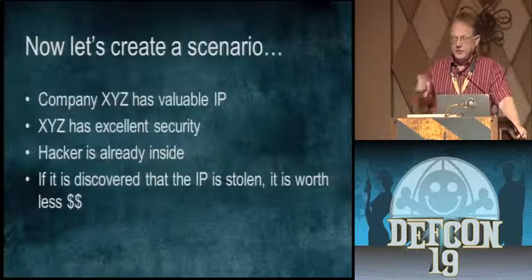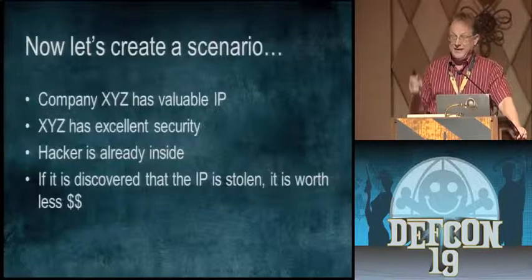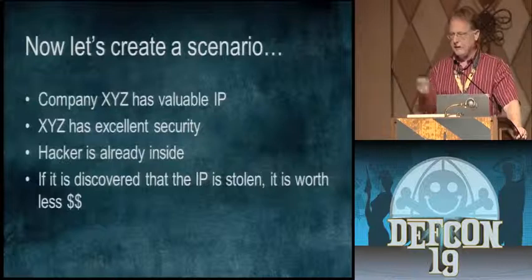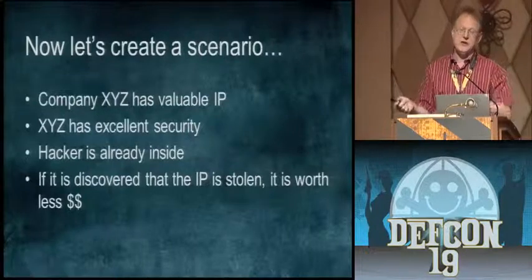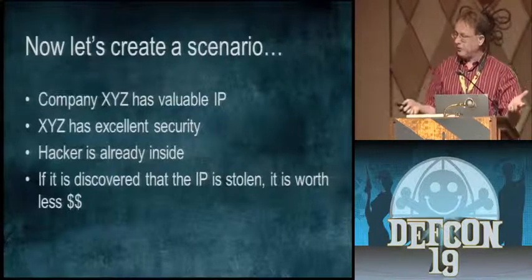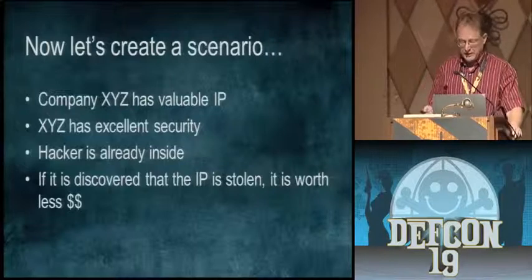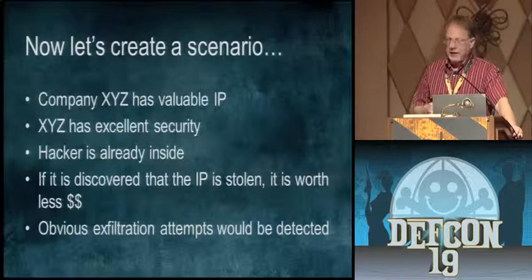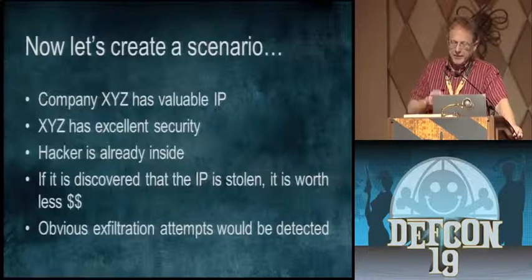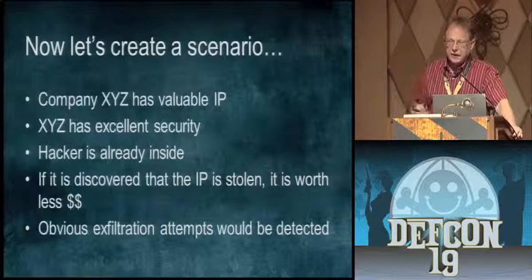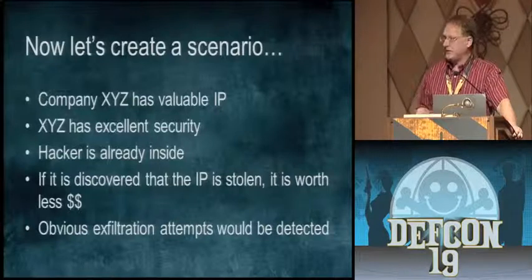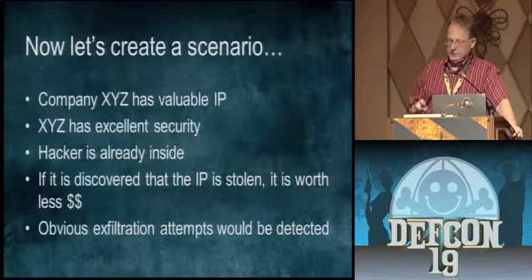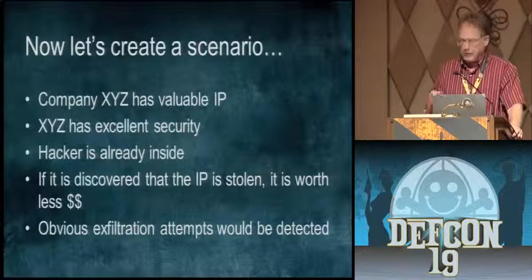And one more thing too: if this intellectual property is stolen and they learn about this, it may not be worth as much money. It might be, for instance, trade secrets that if you can steal this without them knowing it, it's more valuable. But if they know that it's stolen, they might do something else. Also, in this scenario, any obvious attempt to extract information and send it out onto the internet would be detected and blocked. So the initial thing of what might be done can't be done. You have to do something else.